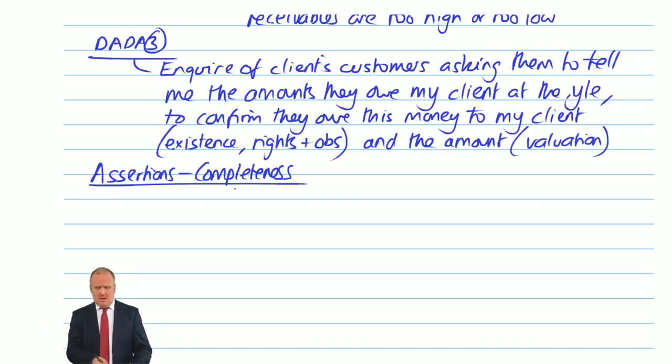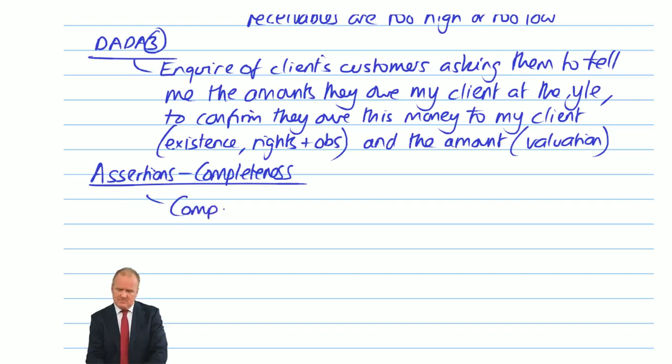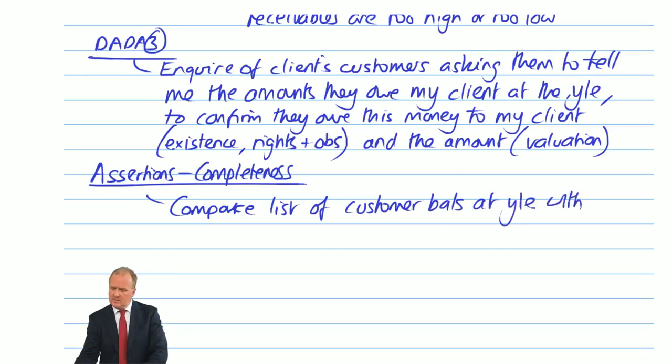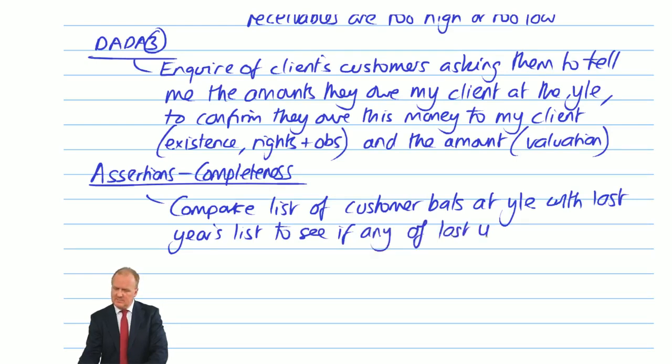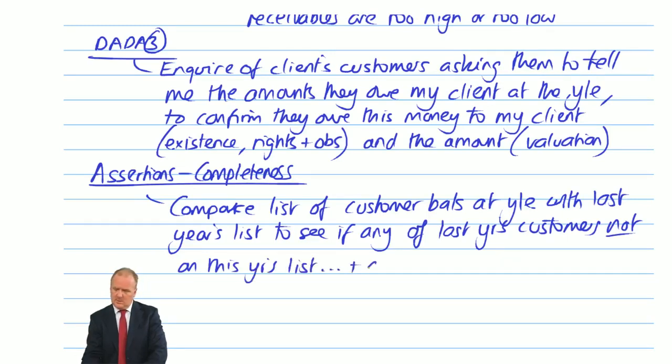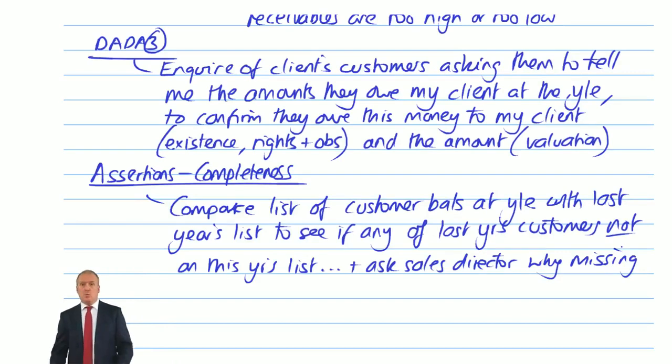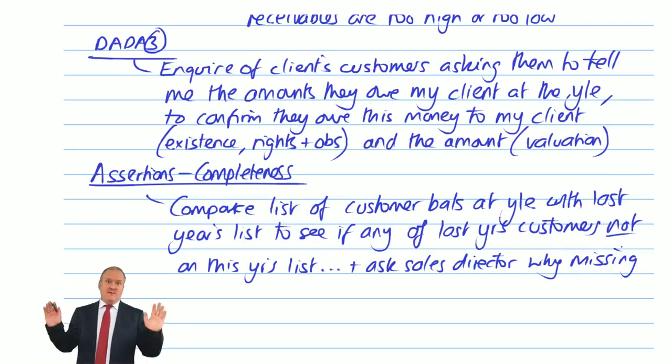So I'm thinking, let's use an analytical test and compare the list of customer balances at the year end with last year's list to see if any of last year's customers are not on this year's list, and ask maybe the sales director why they're missing. Now, the most obvious answer you'll get back is because we don't sell anything to that company anymore. In which case, fine, that explains it.